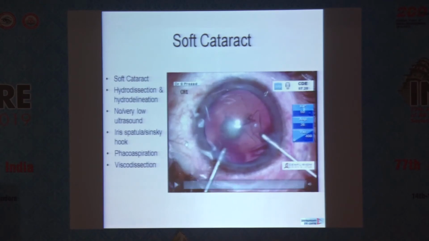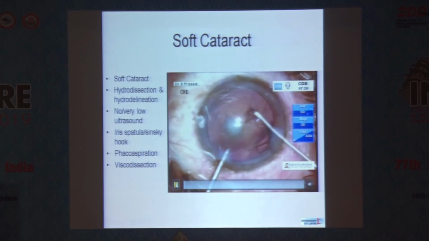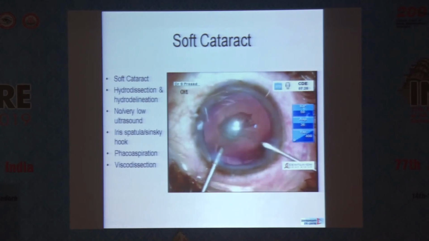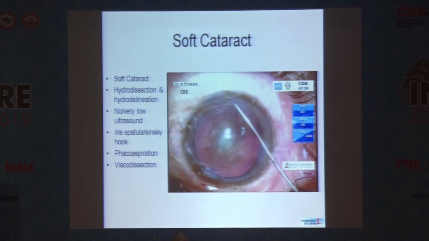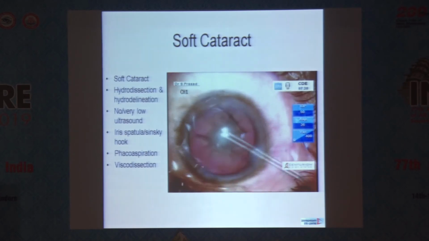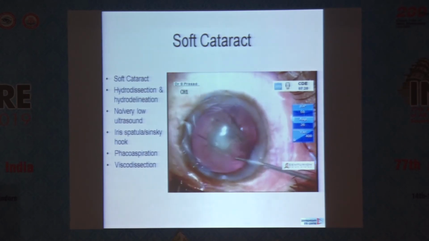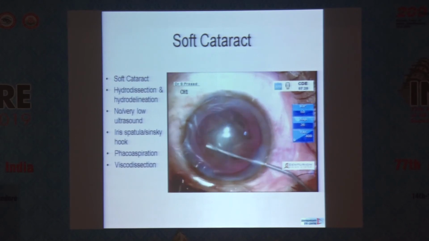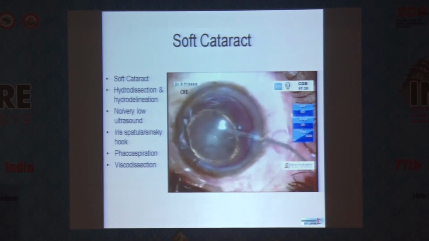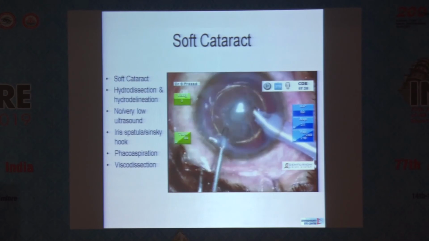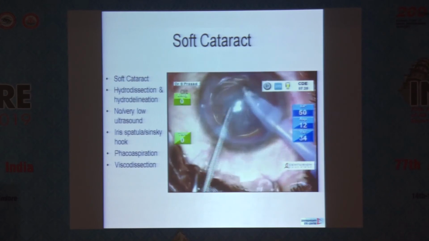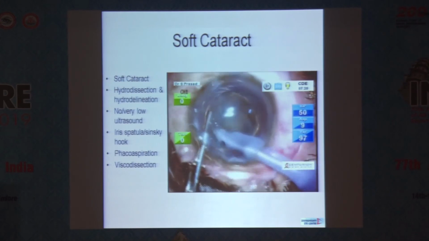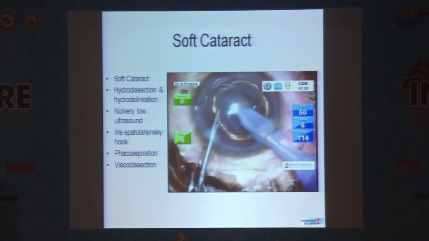Coming to the soft cataract, which is a little different, it has to be managed in a little different way, because you cannot chop it because of the cheese wiring effect. So here, what I do is, apart from the hydrodissection, I do hydrodelineation in most of the cases, and that helps in creating a small central, slightly harder part of the nucleus, which can be aspirated first. Then you can aspirate the other parts with the bimanual irrigation aspiration or the coaxial irrigation system.